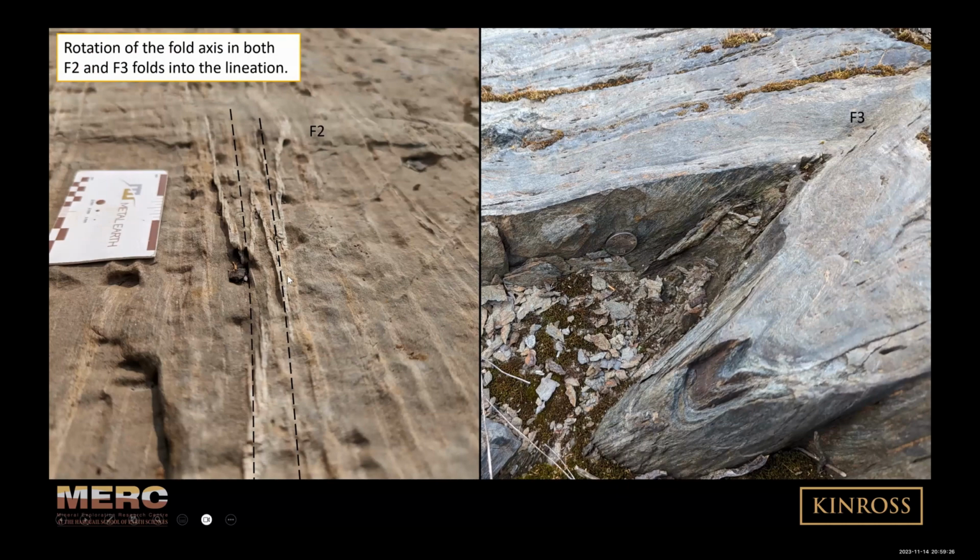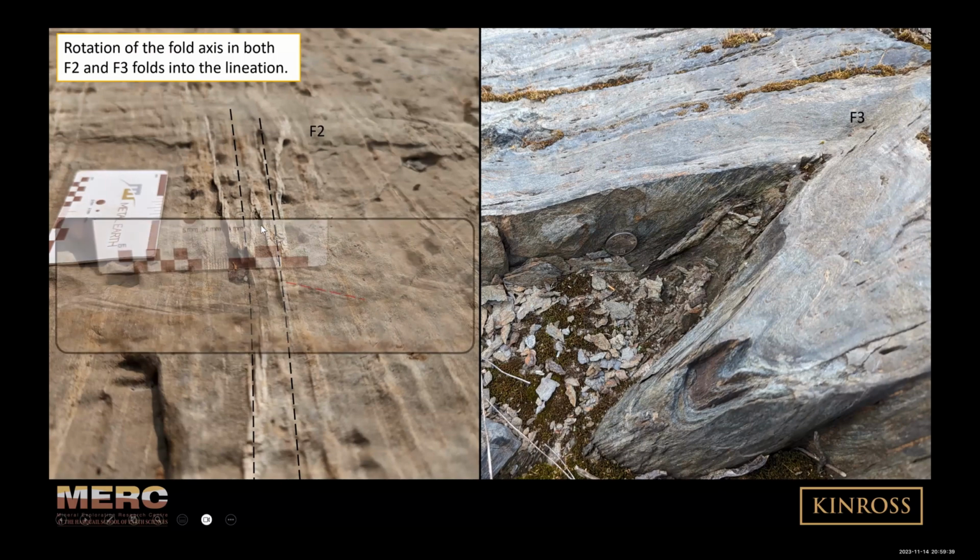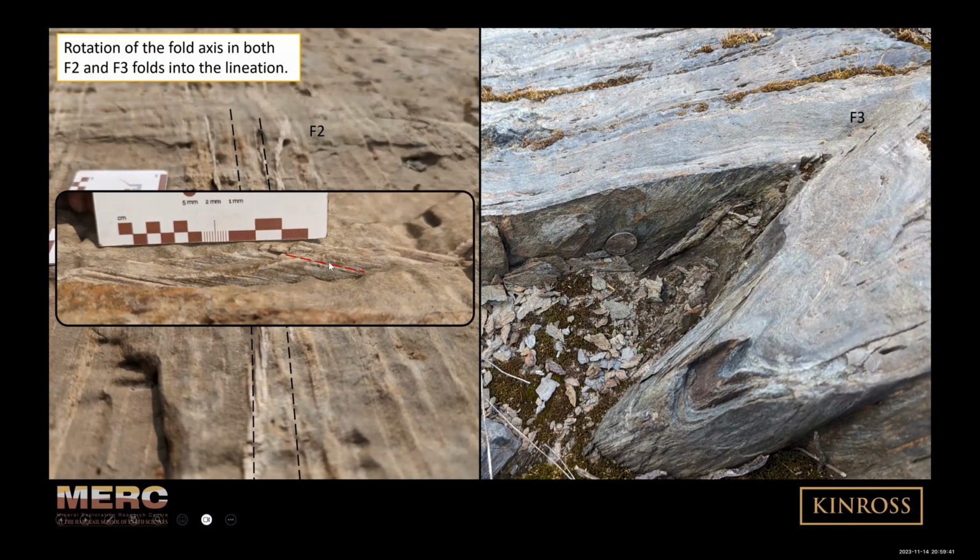Additionally, looking at our fold axes, in both our F2 and our F3 folds, this was taken in the southeastern portion of the property, where we have these F2 folds that are very isoclinal. We're seeing the fold axes are rotated into the lineation. So where we had our moderate, shallowly plunging lineation, this is the orientation of our fold axes.